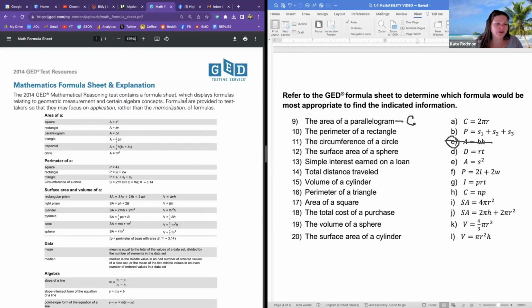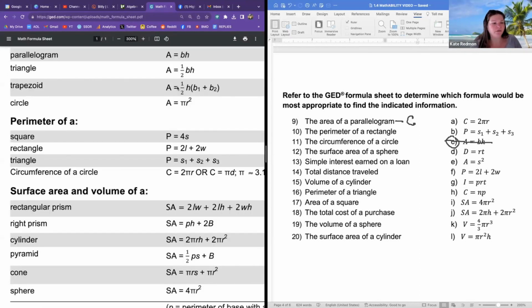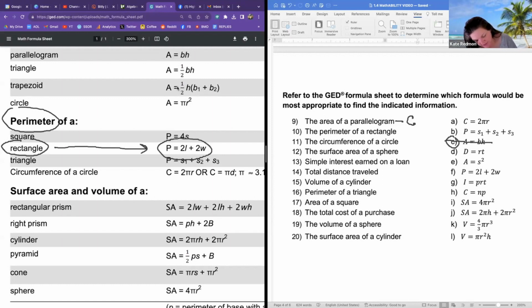Next one, perimeter of a rectangle. We said that perimeter section is right under area. Let's hone in on that. Now, what were we looking for? We were looking for the perimeter of a rectangle. So there's my formula. P is equal to 2L plus 2W. Looking through my selections here, that appears to be F. So number 10 is F, and I will cross that sucker out.